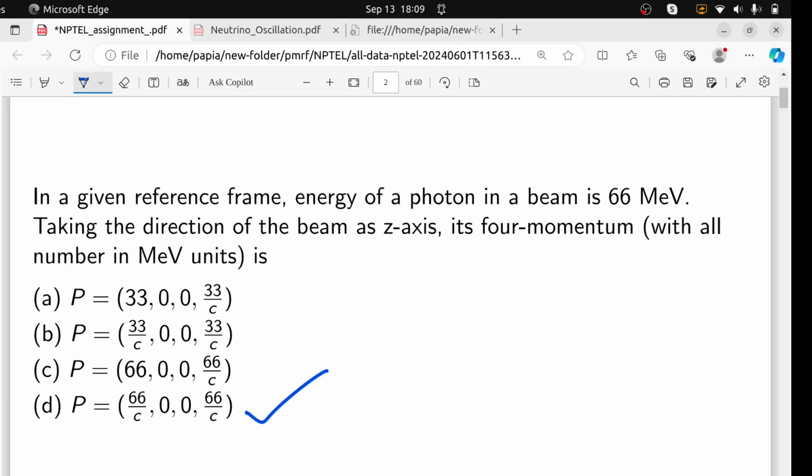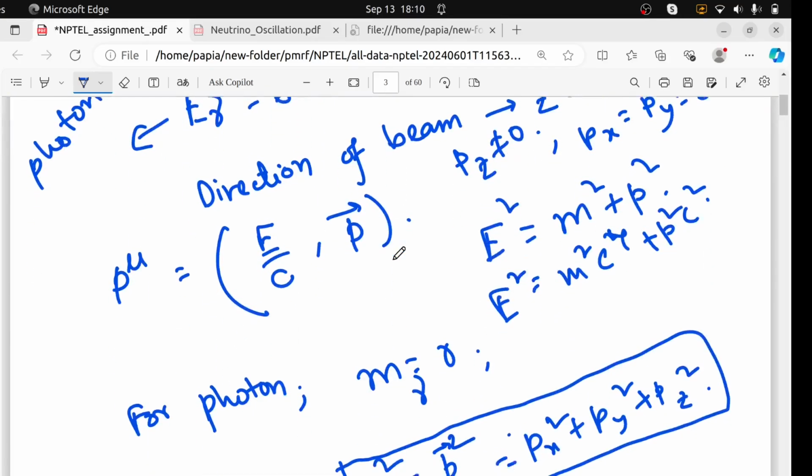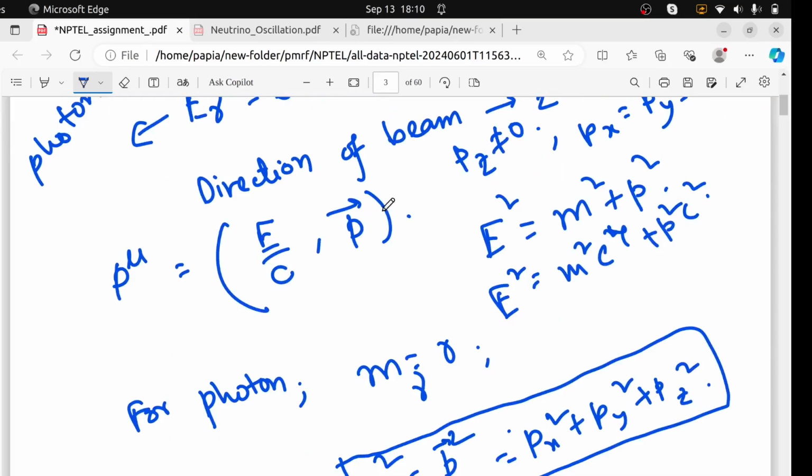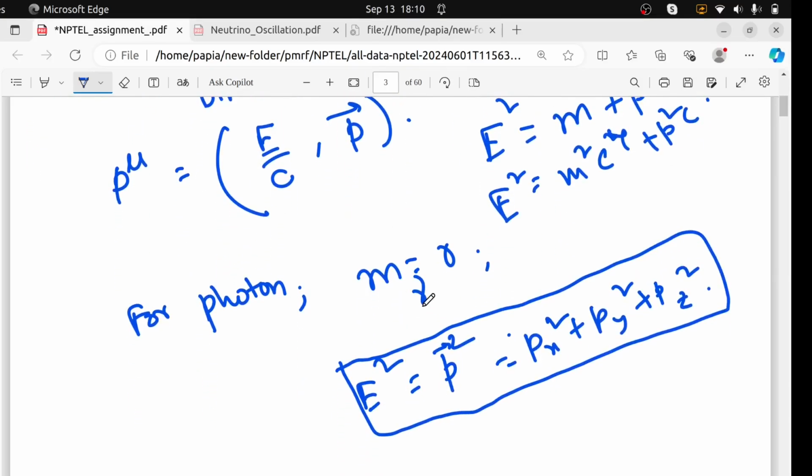So for this question, what we calculated, we just simply put here E_gamma equals 66 MeV. The direction of the beam is given as the z-axis, so that means Px, Py equal 0 and Pz is not equal to 0. Now the four-momentum P^mu is E by c and the P vector, and we know that P^mu P_mu equals m squared c squared, which for a photon, where m is 0, is simply 0.